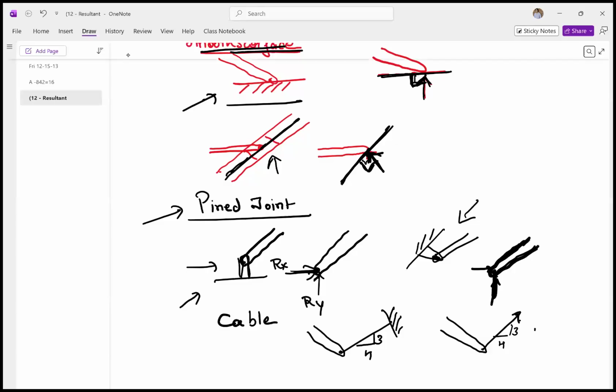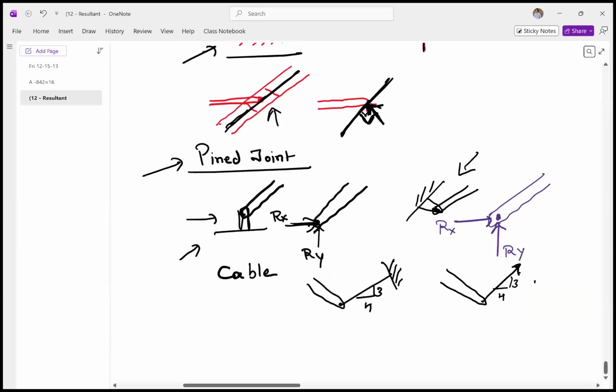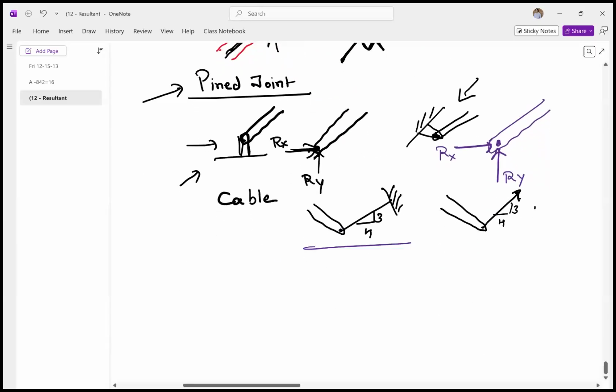Let me just change the shape of the pencil so that you can see properly. Let me redraw this one. So if this is the object or the bar, the reaction force is going to look like this. This will be Rx and this will be Ry. Two forces. A cable, again, will have one force. So this is how it's going to look.